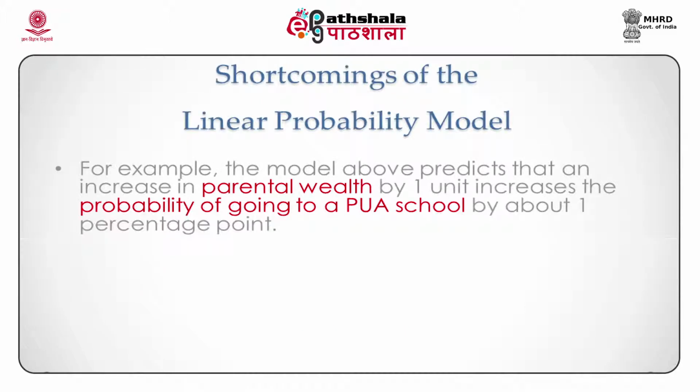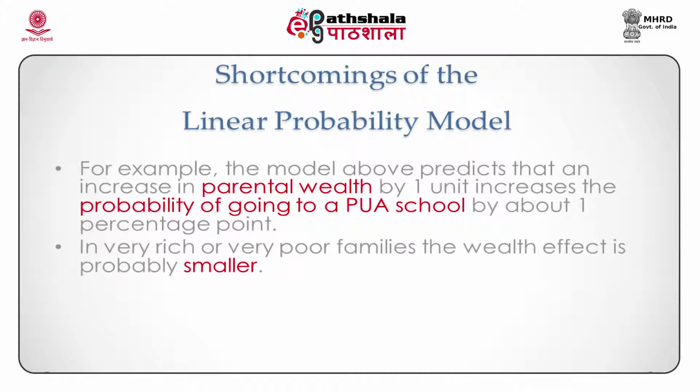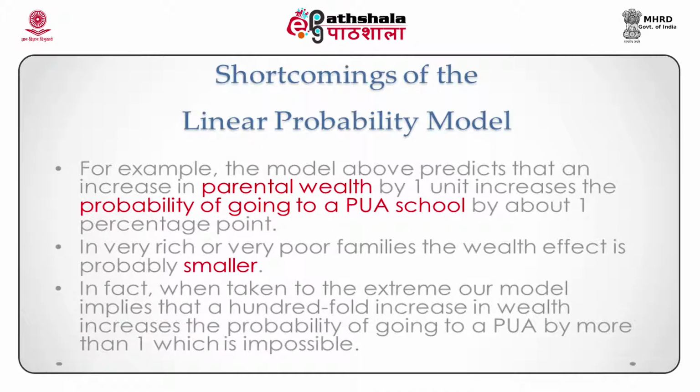So, for example, the model fitted to the school choice data predicts that an increase in parental wealth by 1 unit will increase the probability of going to a private school by 1 percentage point. Now, at the extremes of income, that is in either very rich or very poor families, the wealth effect is probably smaller. In fact, the model specifies that a 100-fold increase in wealth will increase the probability of going to a private school by more than 1, which we know is not an acceptable answer.